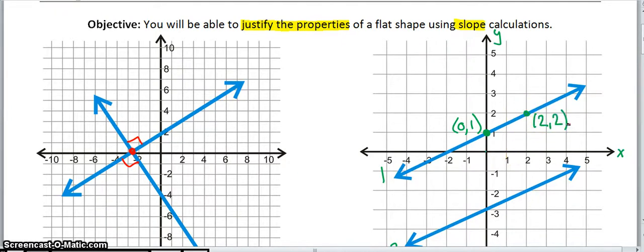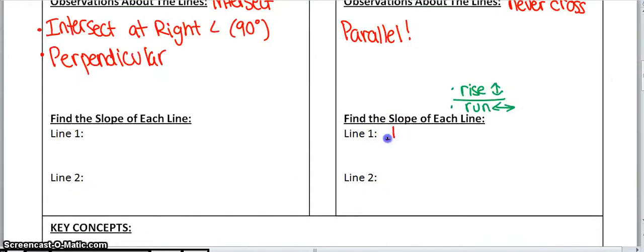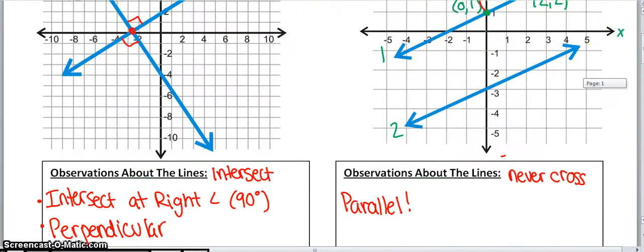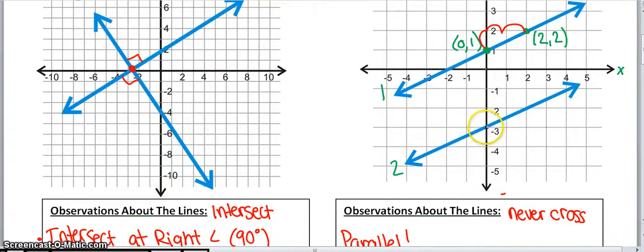So it's 2, 2. Now, if I want to calculate the slope, I need to know how much we're rising from one point to the other and how much we're running. To get from one point to the other, we have to rise 1, and we have to run 2. So our slope of this one is 1/2. Okay, I want you to repeat the process with line number 2, calculate the slope, and I'll come back with the answer. Pause the video.